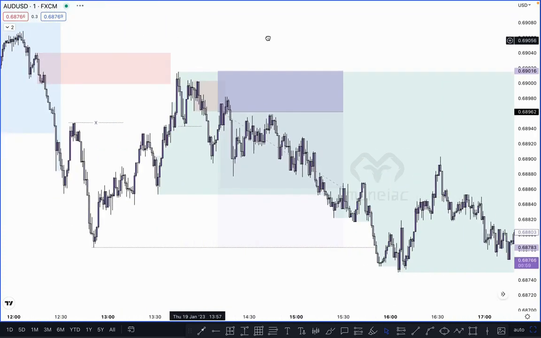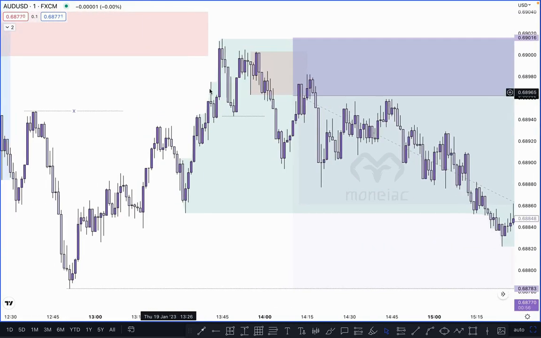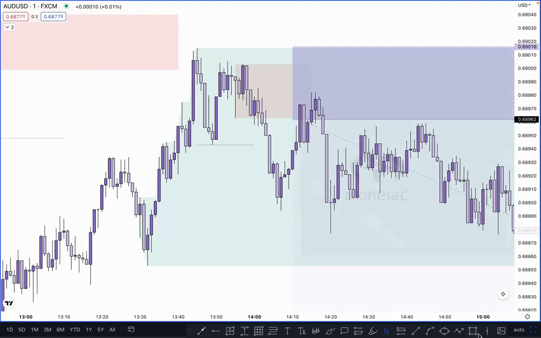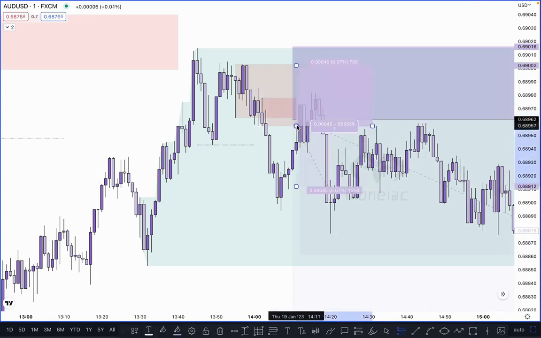Okay, so in this case, as you can see here, where is our unmitigated order block? So where is our candle? This one, right? This is our candle, and you can sell on the next candle, which is here, right? So where is your target?